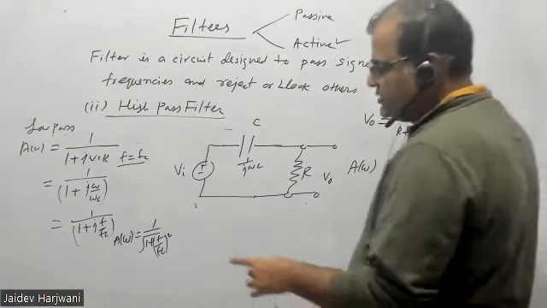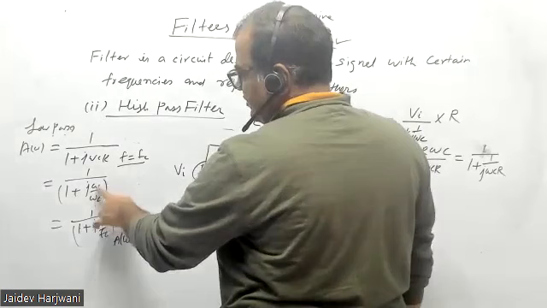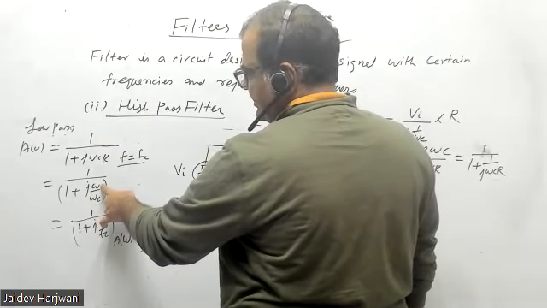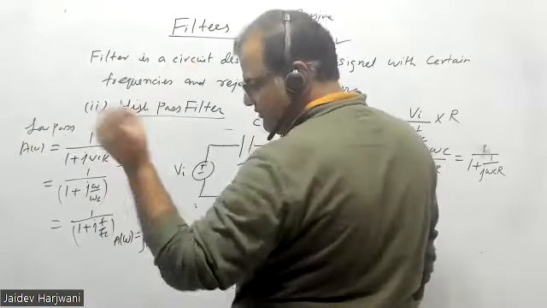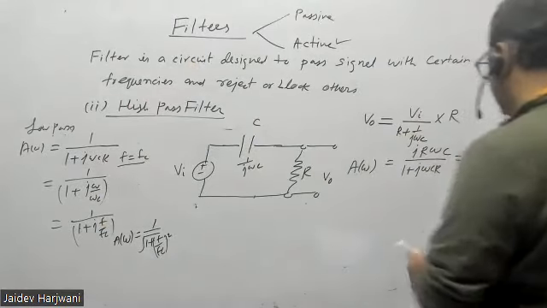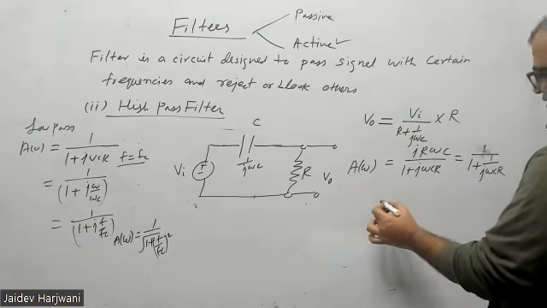So here you see the cutoff frequency, and the gain is coming down. This is a low pass filter. If you put infinity here, the gain becomes 0. That was the low pass filter, and here for the high pass it will come opposite. So this is your gain expression.